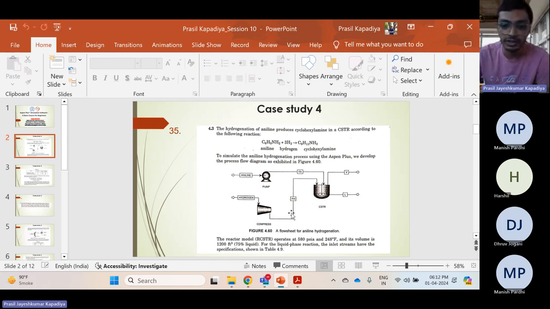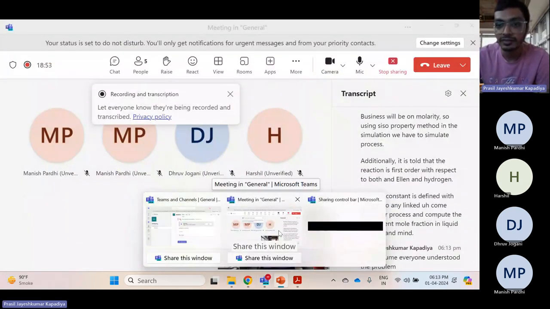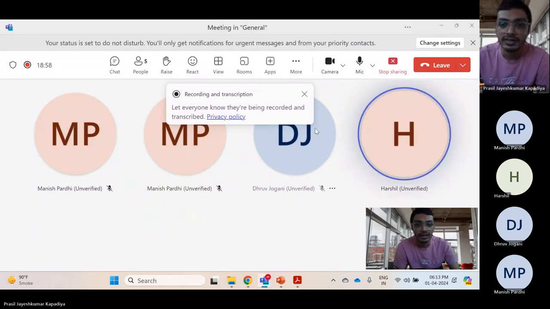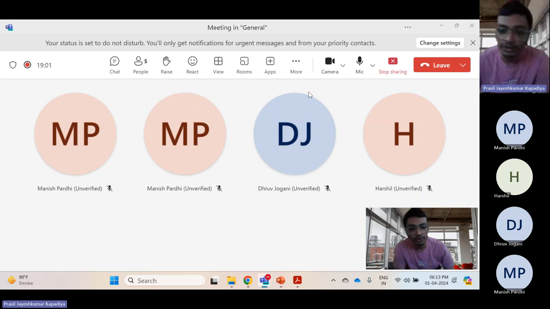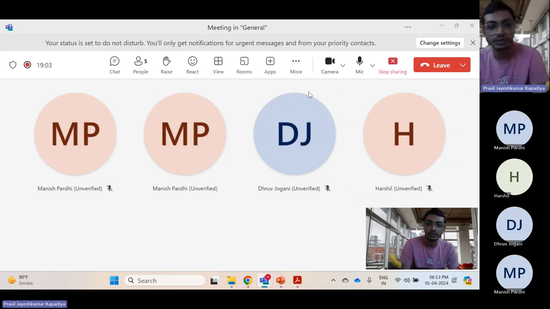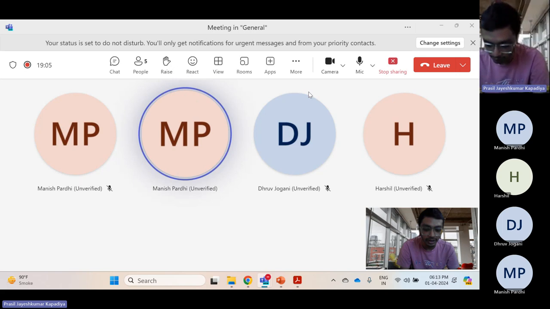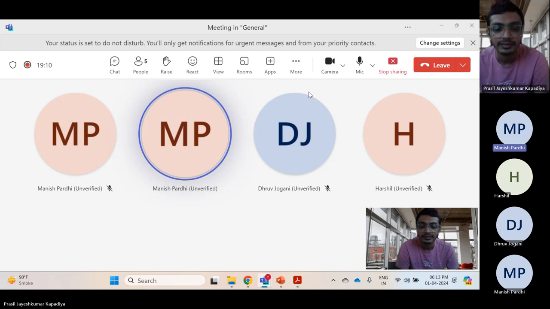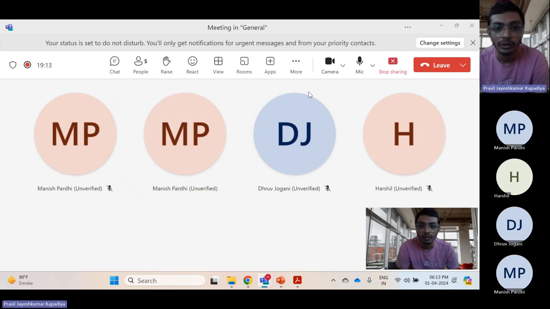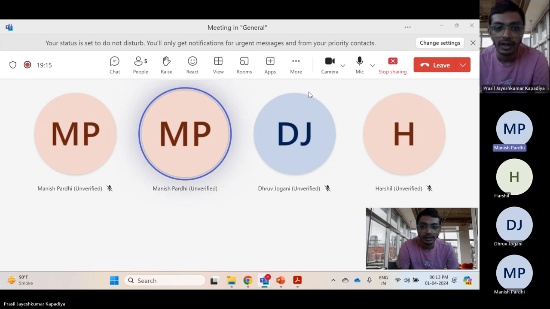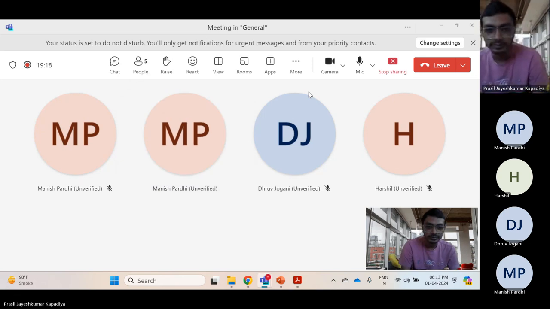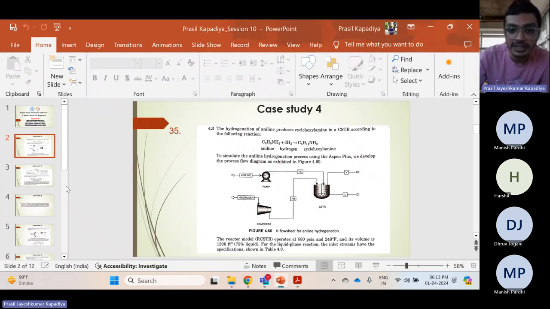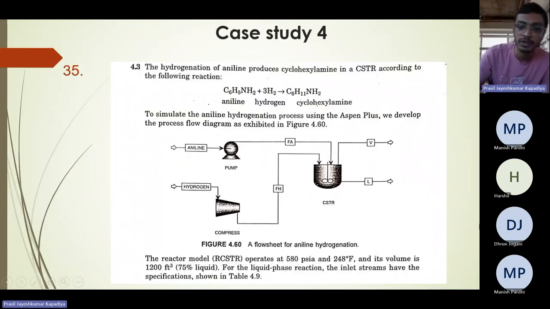Okay, I assume everyone understood the problem, right? Yes. So how should we solve it? Will any one of you share your screen and do it? I will guide you. Yes, I will. Okay, who will do it? Manish. Okay, please go ahead. Before doing that, just a minute, please take a snapshot of the problem statement, so it will be useful.